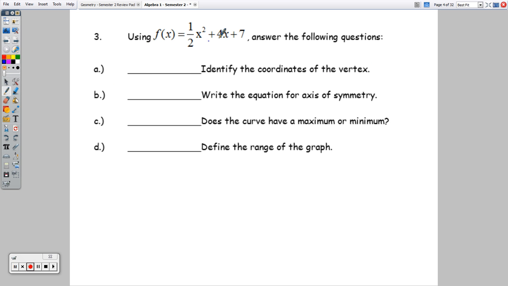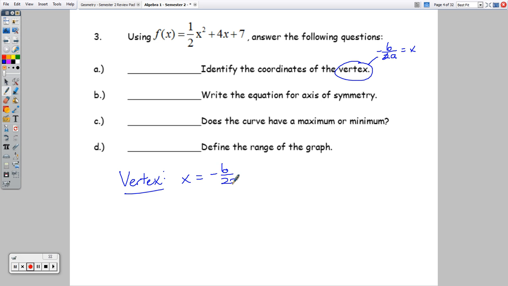And number 3, using this, answer the following questions. Identify the coordinates of the vertex. Easiest way to do this is to say negative b over 2a, to use that to find x, and then plug that in to find y. So the vertex values, I'll work that out down here.